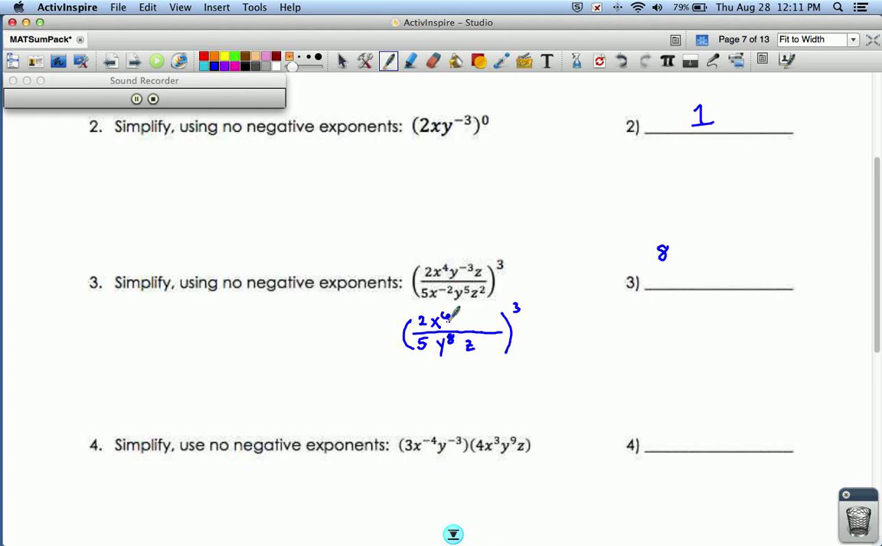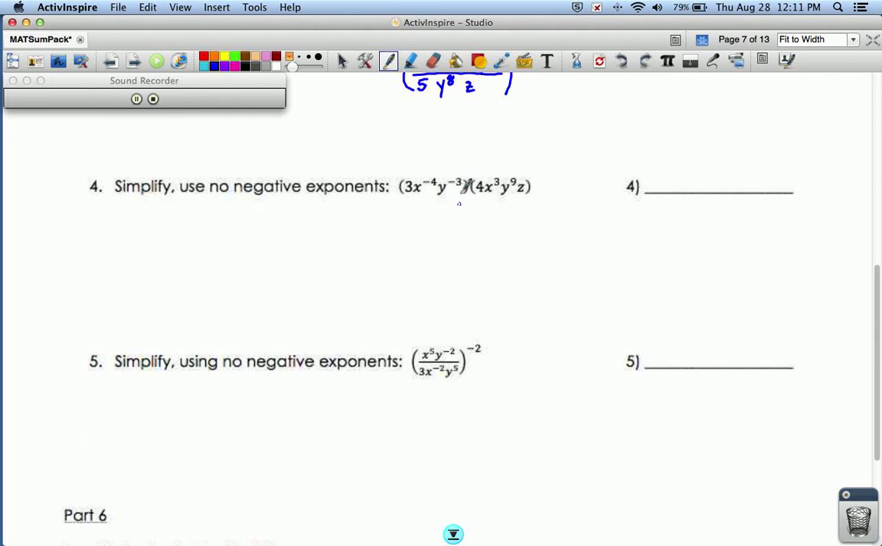X to the 6th times x to the 6th times x to the 6th. Remember, when you multiply exponents, you add them together. So when we raise to a power, we multiply them. So that's going to be x to the 18th, over 5 cubed, 5, 25, 125. So 125. Y to the 24th. And z cubed. Excuse me.